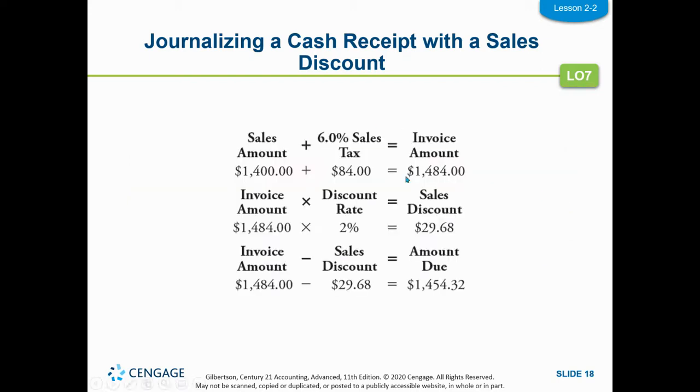So this shows how to calculate that discount. So here's our sale amount times the sales tax. They're going to make you do that. So we're going to have a lot of calculations. So this is how much they owe. And then we take the total of how much they owe, multiply it by the 2%. That gives us the amount of the discount. And then we subtract the invoice total minus the discount. And that's how much they're going to pay us.